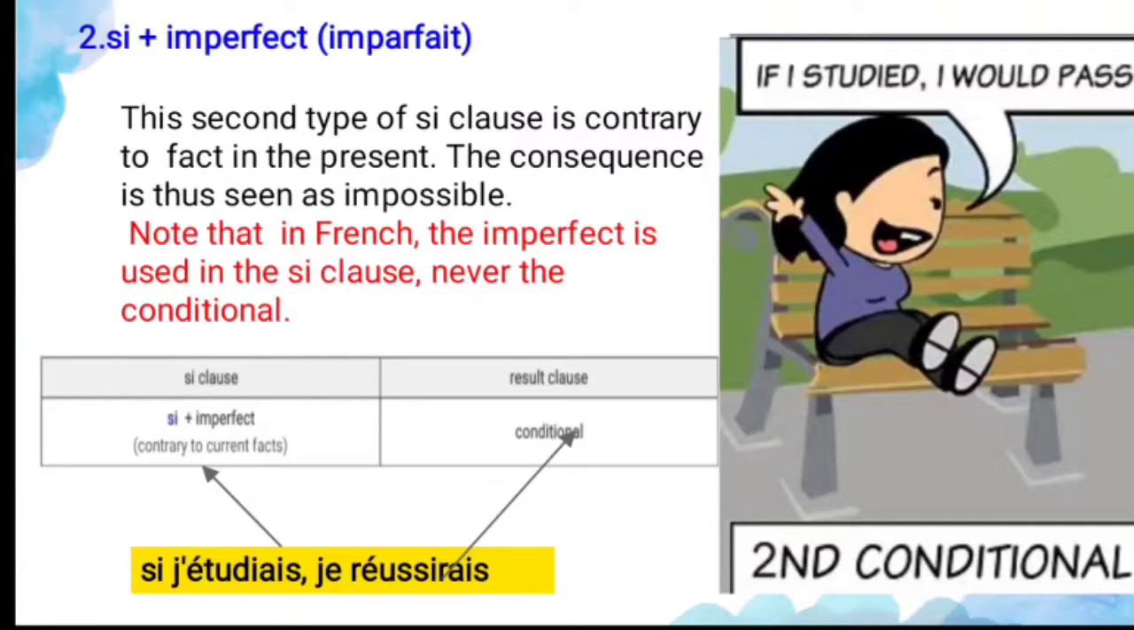So one you have to conjugate in imperfect tense. See the endings for the imperfect tense, AIS, and for the conditional present also the same endings, that is AIS. And réussir is a verb, to pass. And see, one thing you have to note: in French the imperfect is used in the si class, never the conditional. When you are starting the sentence, you have to use the imperfect only, not the conditional present. The second sentence will be the conditional present, not the first sentence.